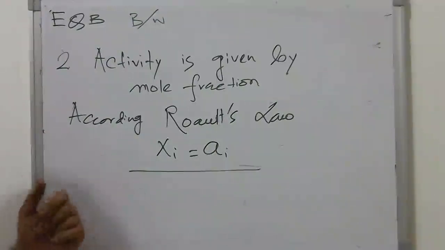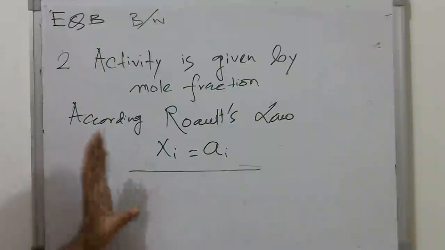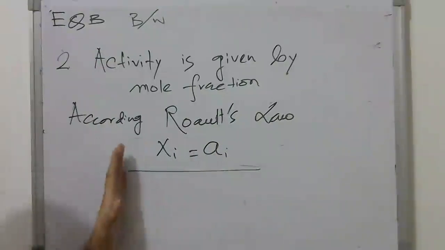I just mentioned the pure condensed phase. This Xi is equal to Ai is equal to 1. But when this is not a pure condensed phase, the activity is given by the mole fraction. So what is mole fraction?